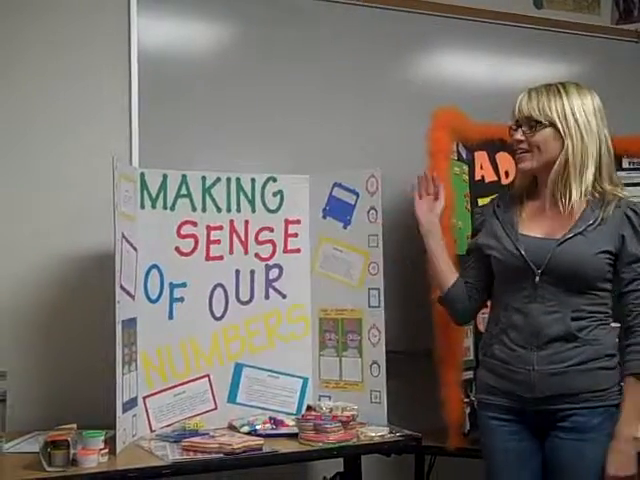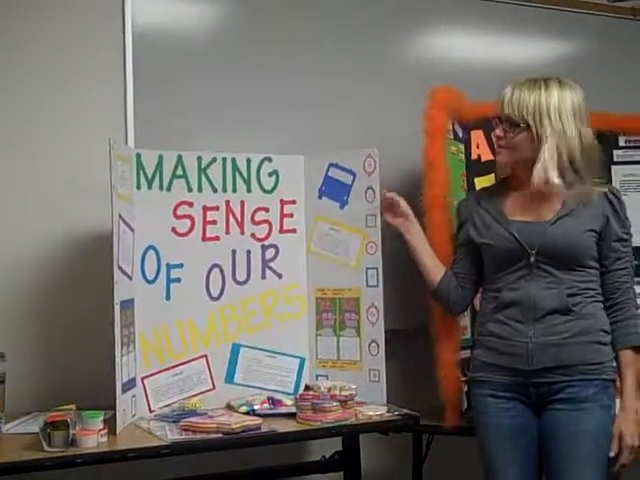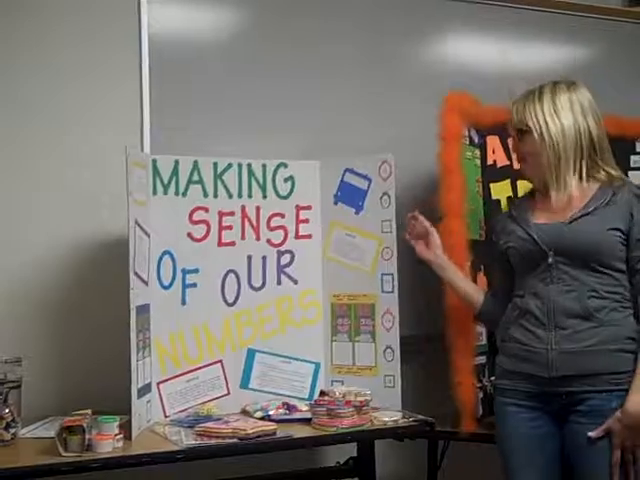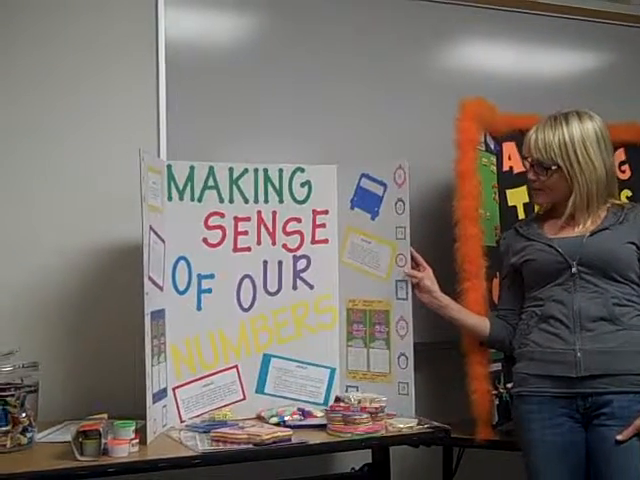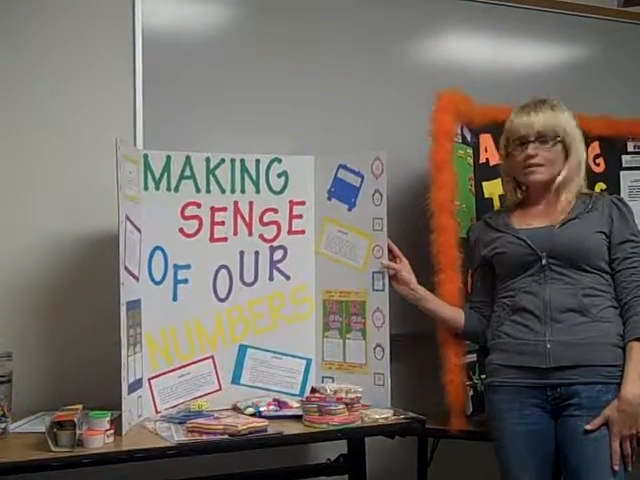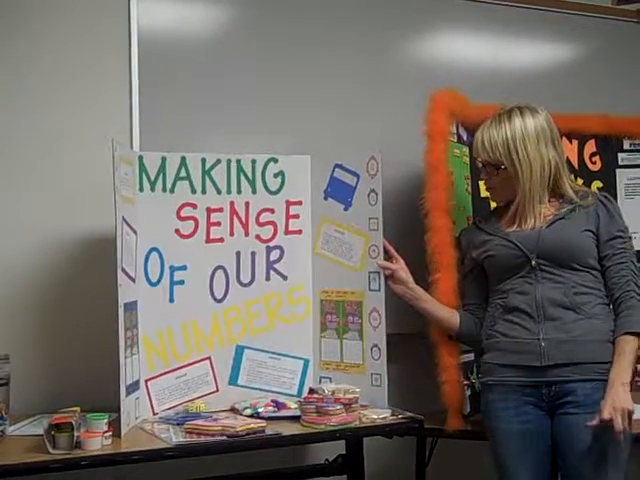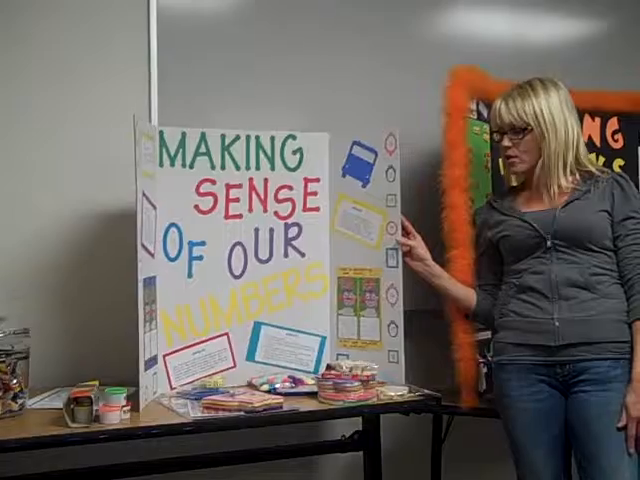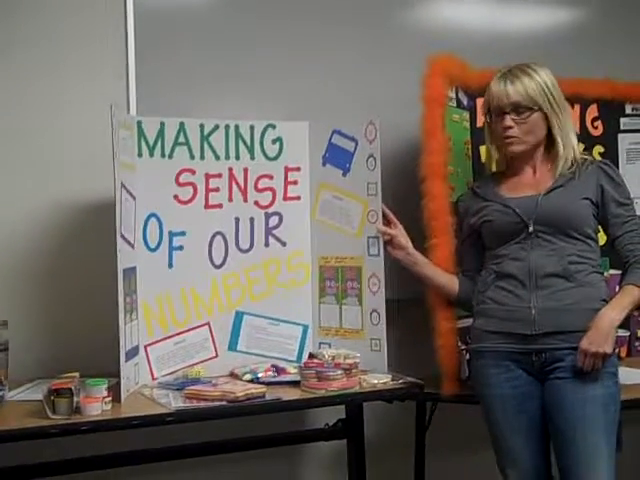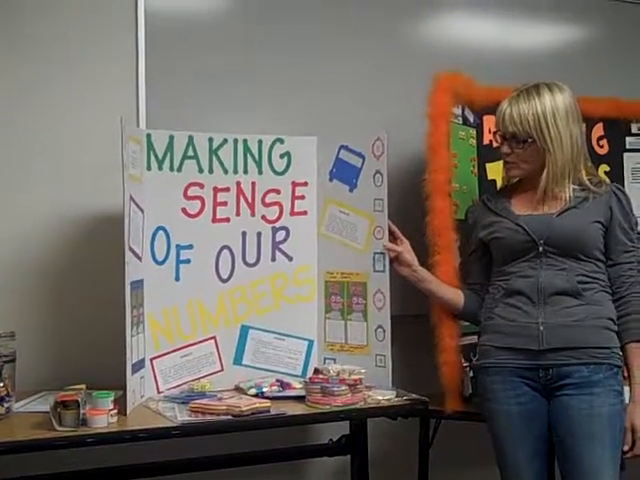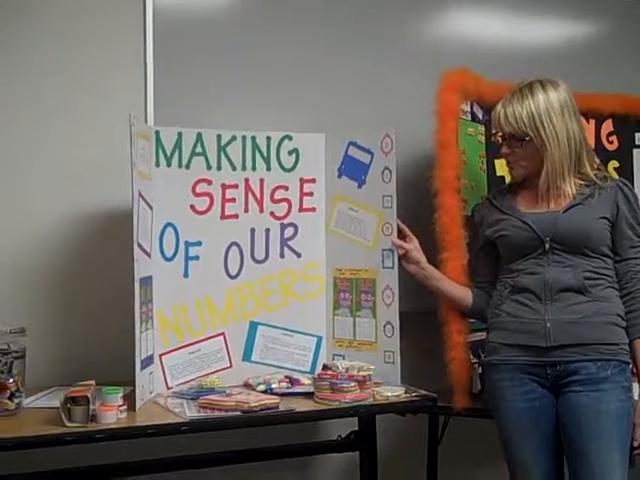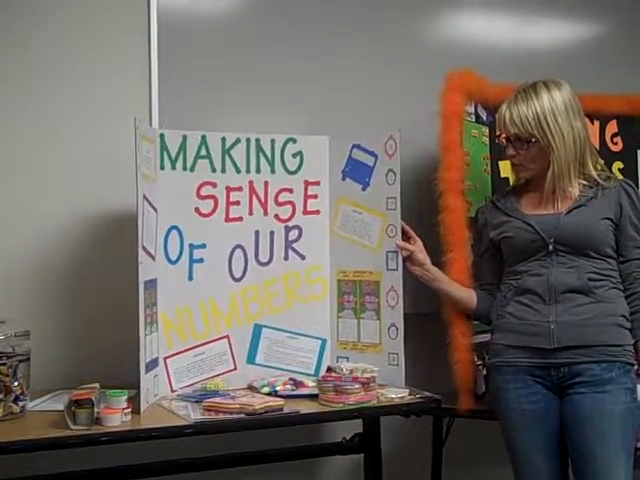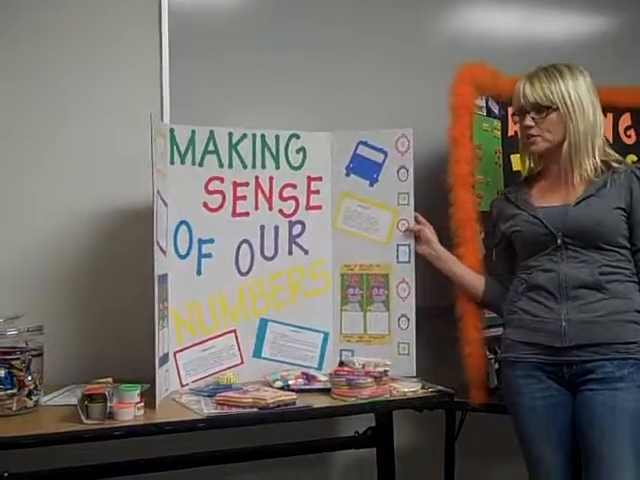This is my learning center, and it's for kindergarten. It's called Making Sense of Our Numbers, and it follows standards counting and cardinality. Point 2, count forward from a given number within the known sequence, instead of having to begin at 1. And write numbers from 0 to 20, represent a number of objects with a written numeral 0 through 20, with 0 representing a count of 0 objects.